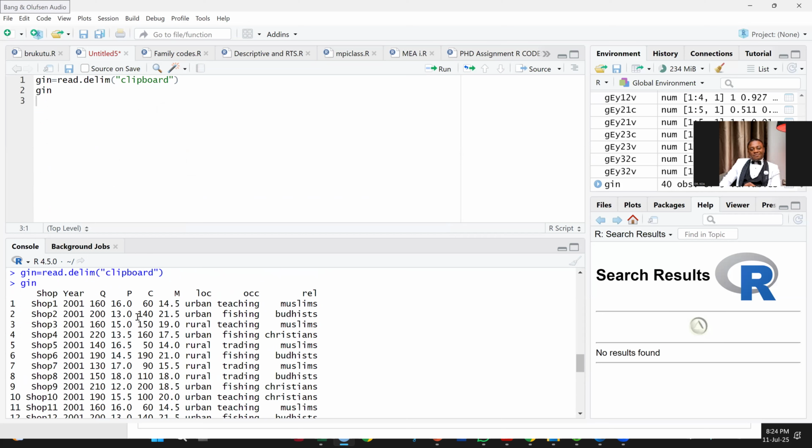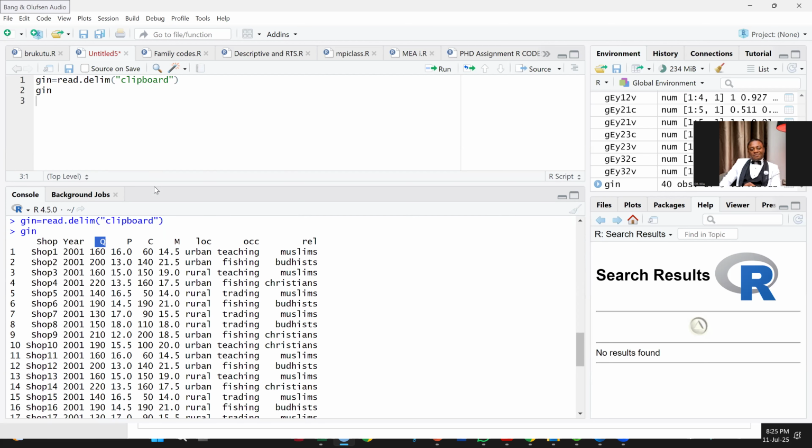This data, if you check our first lecture, is showing the quantity demanded of gin bitters. These are some shops that sell akpeteshi, and akpeteshi is the quantity demanded of the gin bitters. The first shop sells akpeteshi at 160 bottles, the second shop sells 200, and the third shop sells 160. The price is 16 for the first shop, 13 for the second shop, 15 for the third shop.